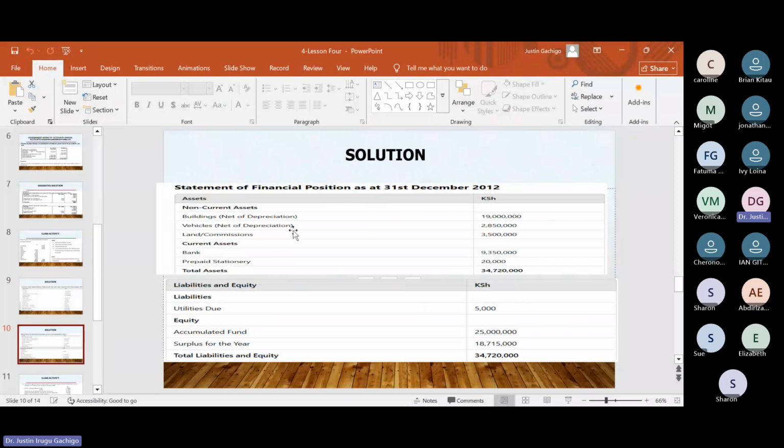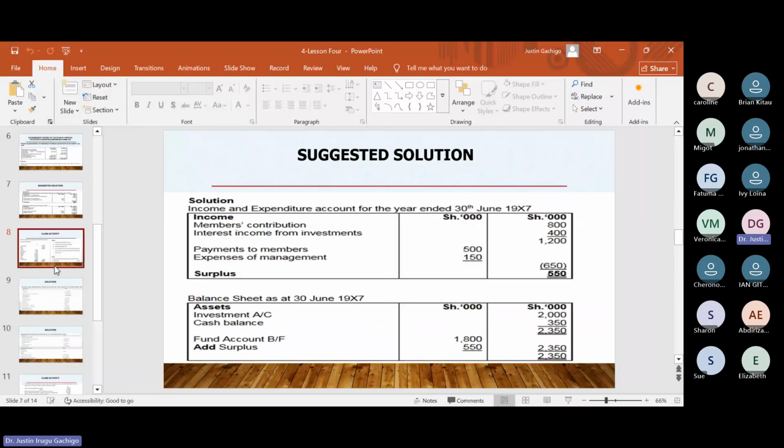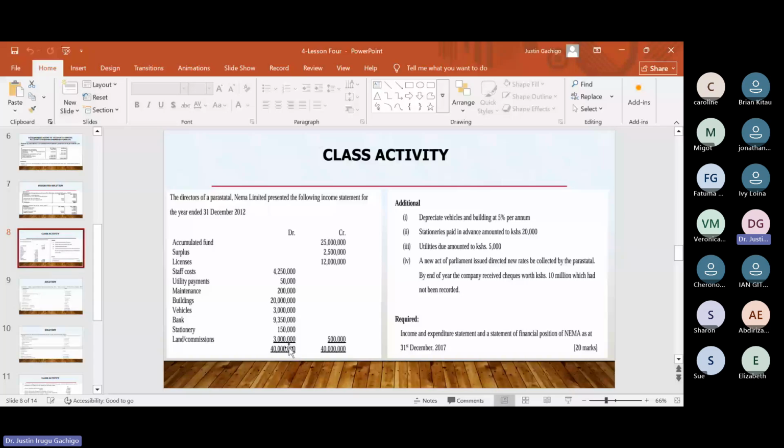So now for the financial position, remember you normally start with the assets. So you start with the asset, the building, it is 19 million because we have 1 million for depreciation. Remember, we normally record asset in terms of net. Net means it is cost minus depreciation. Motor vehicle, again, which was 3 million, but we had a depreciation of 150, you get that. Then we have land and commission, 3.5. This is land and commission here. Land and commission, so you have 3 million and this amount here.